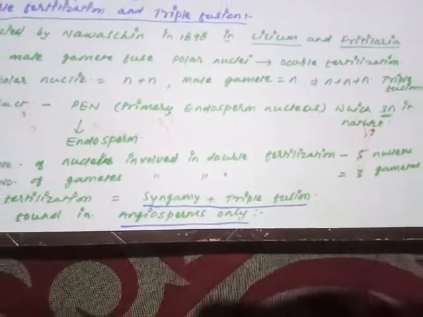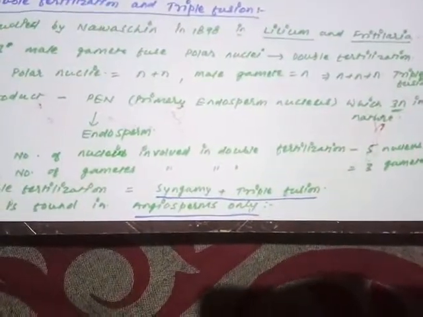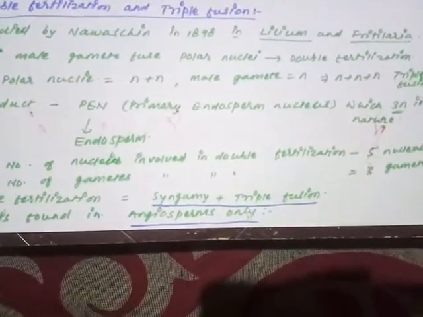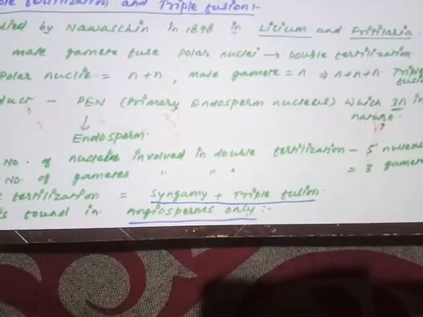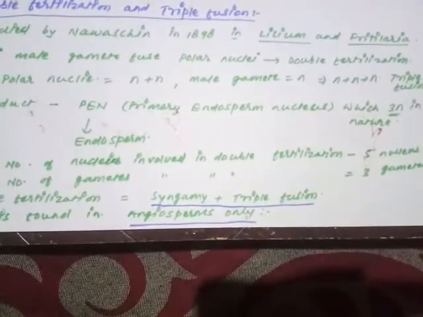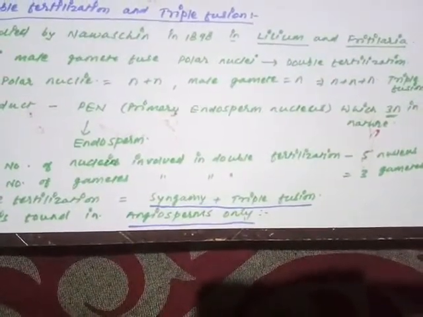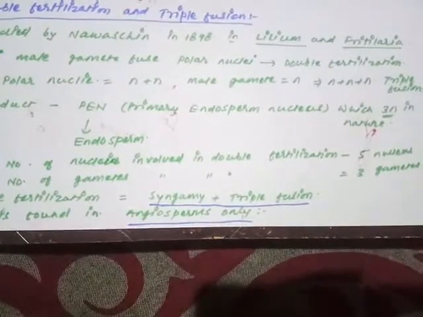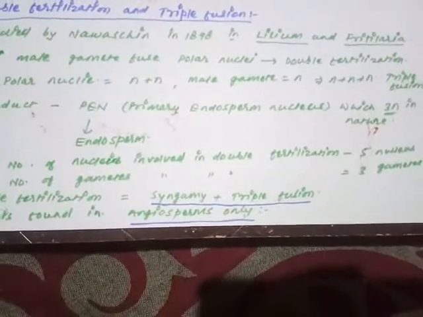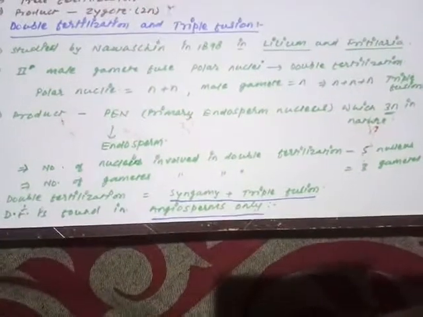In case of second fertilization, what happened? Three nuclei, two nuclei from the polar nuclei or dikaryon and one nucleus from the second male gamete, are going to fuse. So that is what triple fusion. Three nuclei are getting fused together. That process is called triple fusion.